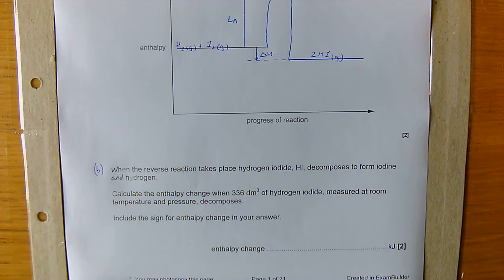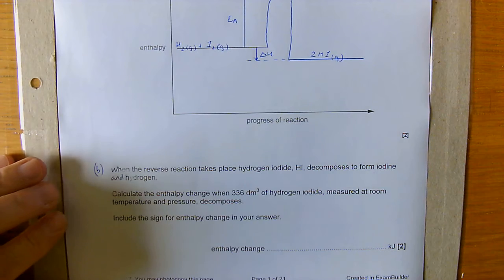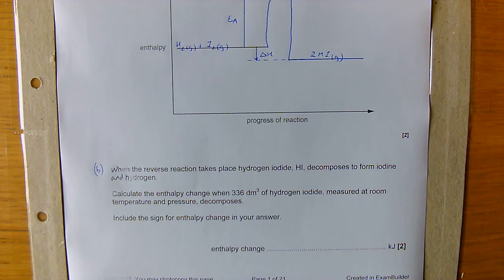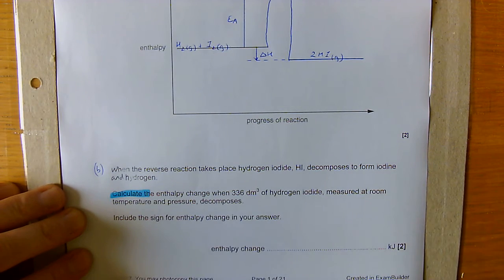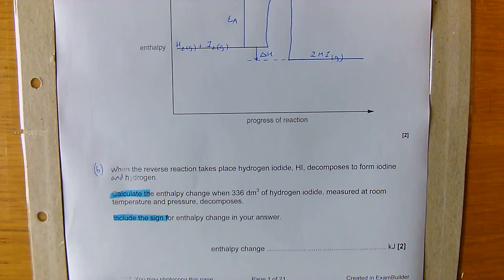Moving on to the second part of the question, part B. When the reverse reaction takes place, hydrogen iodide decomposes to form iodine and hydrogen. Calculate the enthalpy change when 336 decimeter cubed of hydrogen iodide measured at room temperature and pressure decomposes, and include the sign for enthalpy change in your answer, and 2 marks for this. So keywords, we're calculating the enthalpy change, and it's asked us to include the sign specifically.